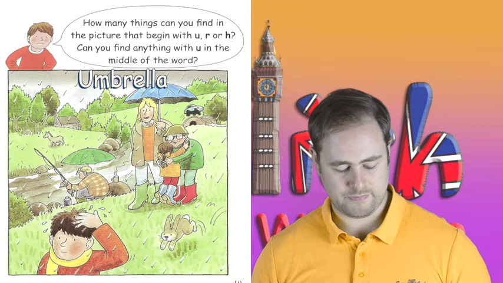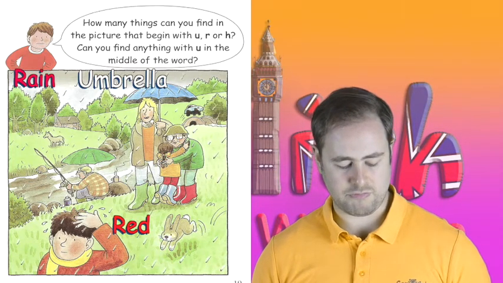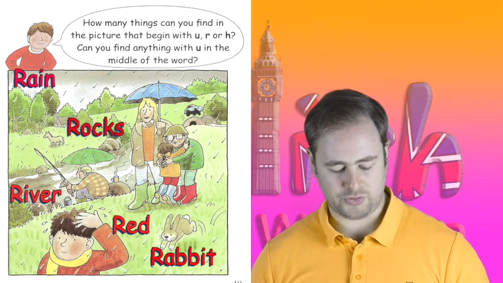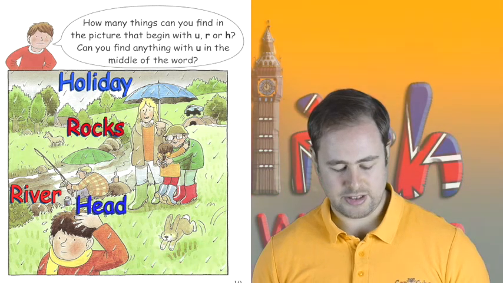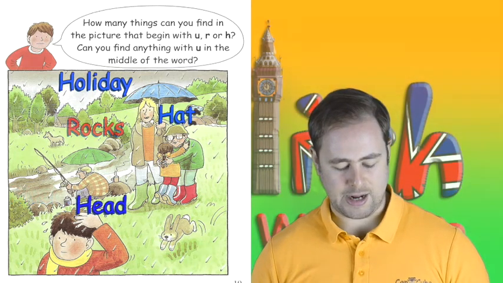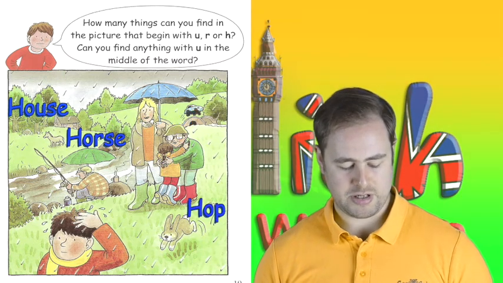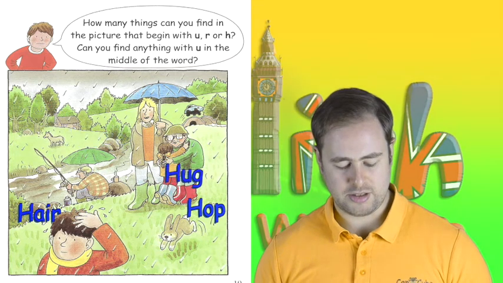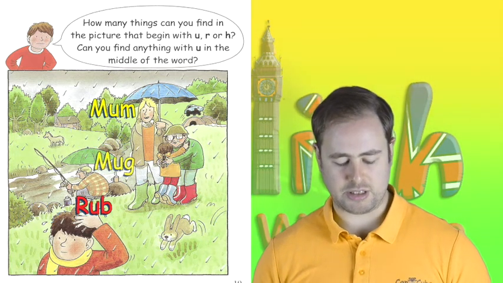Umbrella. Rain. Red. Rabbit. River. Rocks. Holiday. Head. Hat. House. Horse. Hop. Hair. Hug. Rub. Mum. Mug.